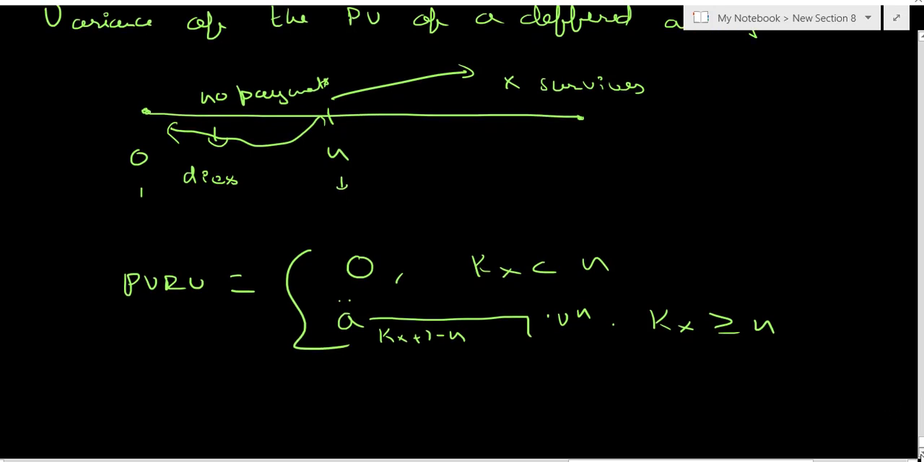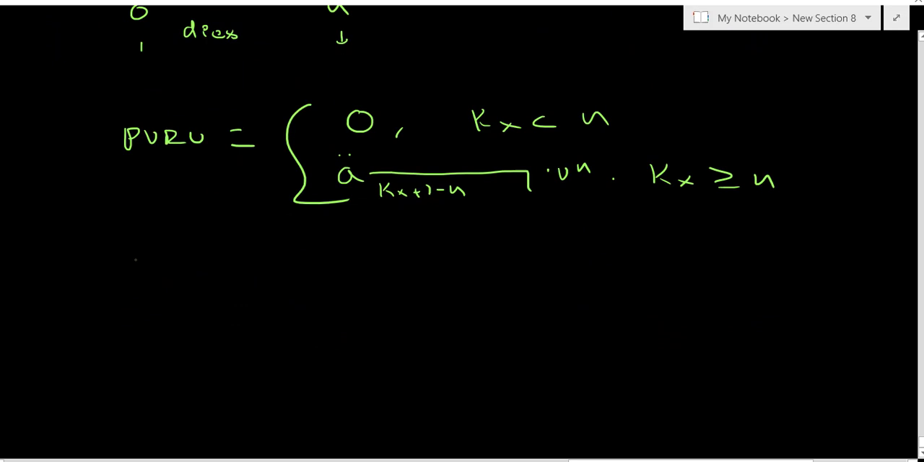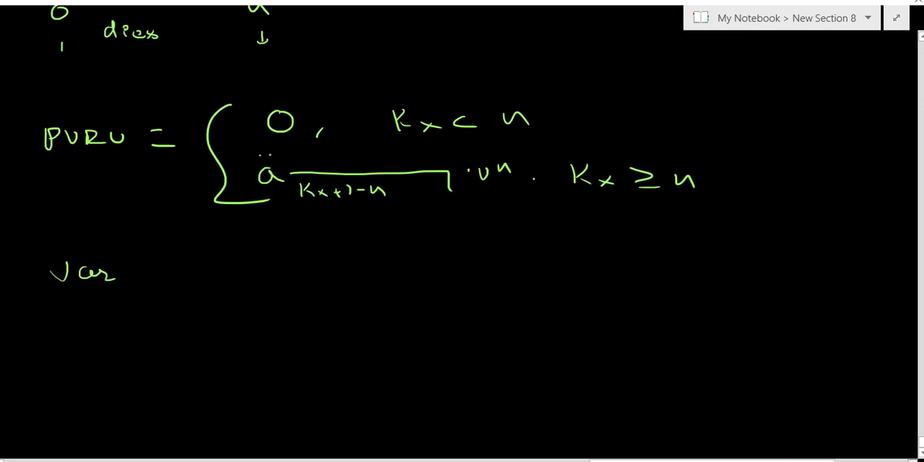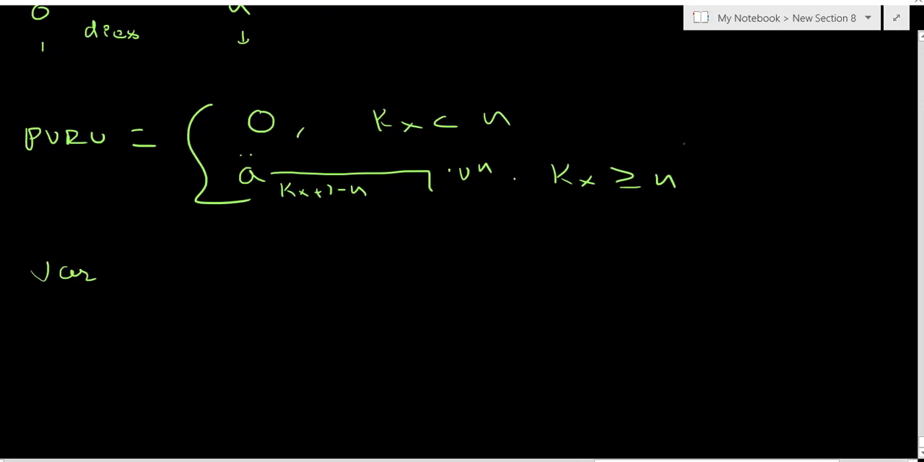So if I want to find the variance of this thing, if I want to write this as a single notation, this can be written as a due maximum of kx plus 1 minus n comma 0, because a due 0 is just 0, so I'm writing this as a due 0.